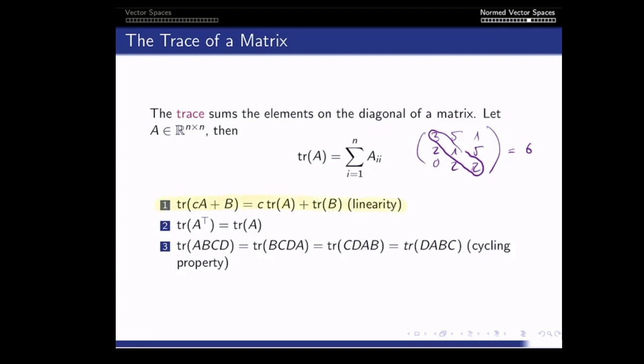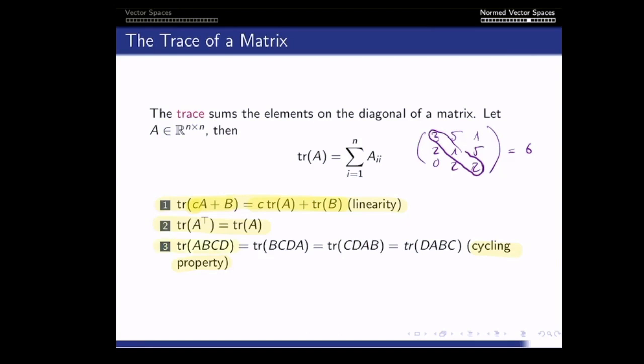So that means if we multiply with the scalar c, and we have two matrices A plus B, then it's the same as if we multiply with c and then compute the trace of A plus the trace of B. It's invariant under transposition of its arguments, so the trace of A transpose is equal to the trace of A. And it has the so-called cycling property, which is super nice if you want to calculate with it.